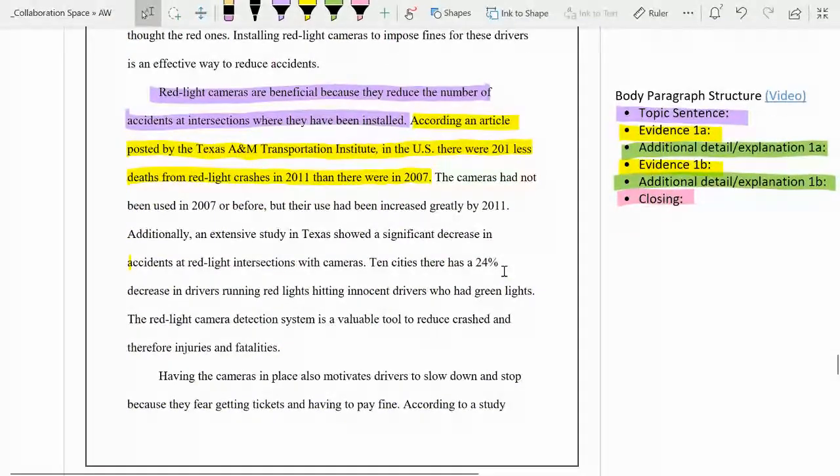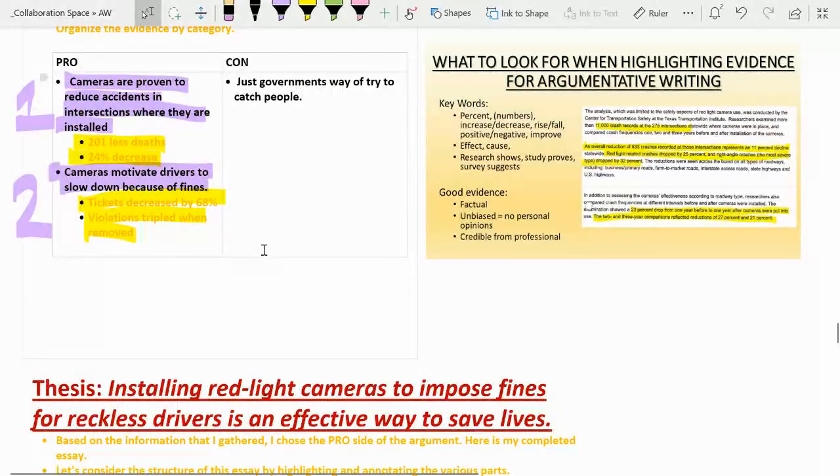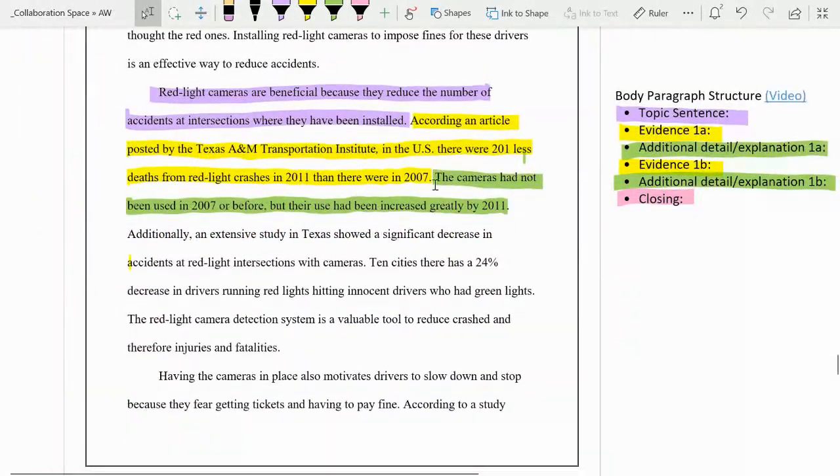Now I'm going to add my additional detail or explanation of that. So I have that the cameras had not been used in 2007 or before, but their use had increased greatly in 2011. So the number of red light cameras went up, which means that the deaths from crashes went down. All right, the next piece of evidence that I had found was that there was a 24% decrease. That's my next piece of evidence.